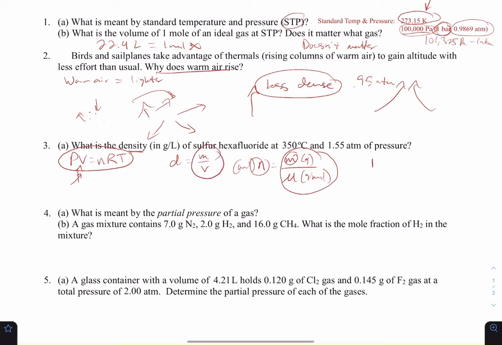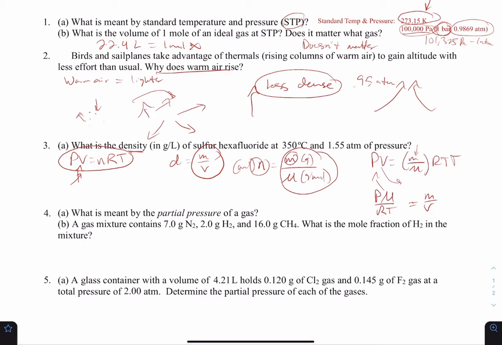So I'm going to plug this in. PV is equal to now M over big M RT. Okay, and so what I'm going to do here is move everything except for the little m over to this side, and then move volume over here algebraically. So that would look like PM over RT is equal to M over V. You're welcome to try that out on your own with the algebra, but just trust me on this. This is what it's going to look like.